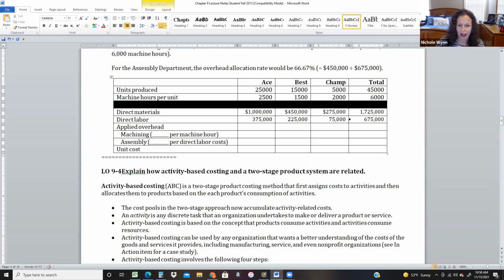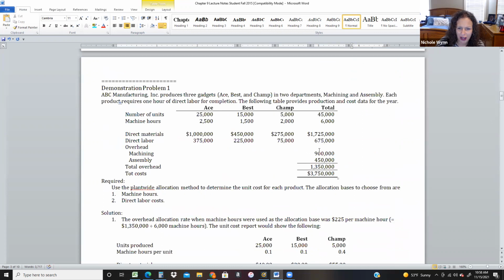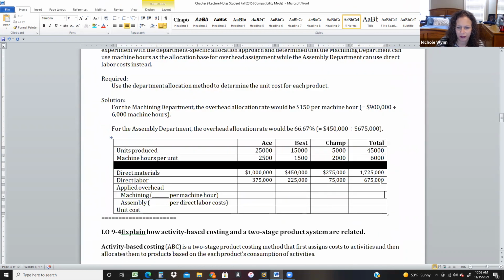And then for overhead, we have overhead for machining and overhead for assembly. They divided that up at 900 and 450, so the total for overhead is 1,350,000. Previously, we were taking all of the overhead and assigning it based on machine hours, or all of it based on direct labor costs. So what we're going to do is assign the overhead based on machine hours for machining and direct labor costs for assembly.